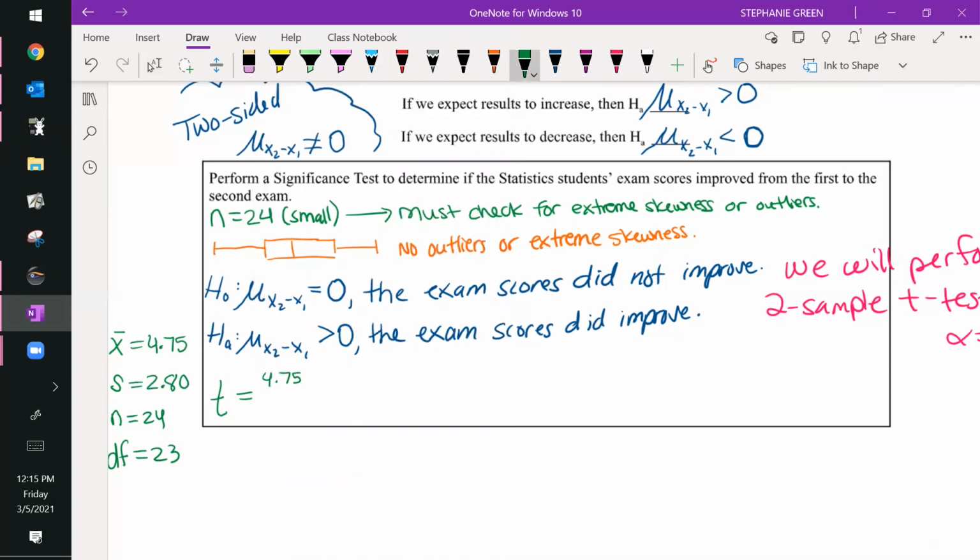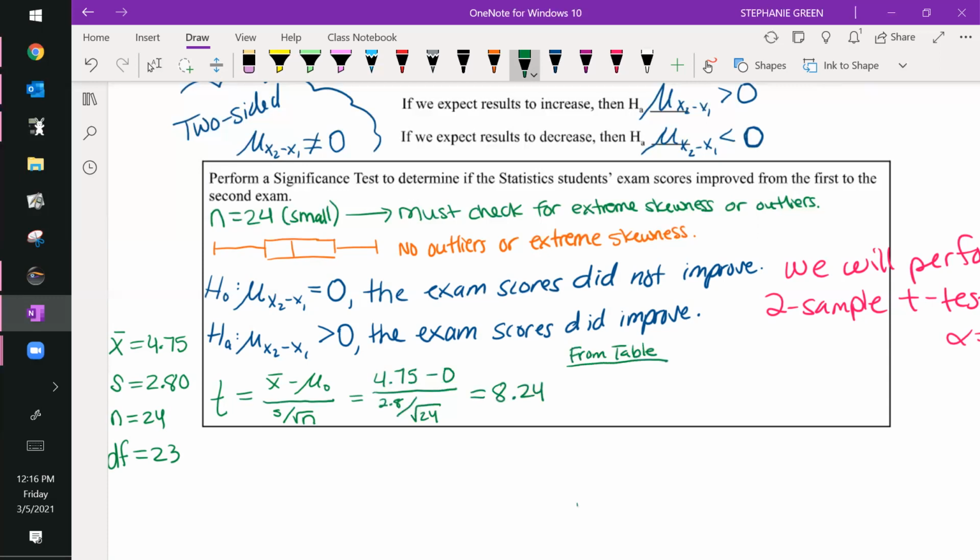Actually, I'll write it out in formula form for you first. X bar minus our null hypothesis divided by S over root N. Okay, so our X bar is 4.75 minus the null hypothesis that the mean is 0. So these are very easy to calculate. S is 2.8 and our N is 24, which gives us about 8.24.